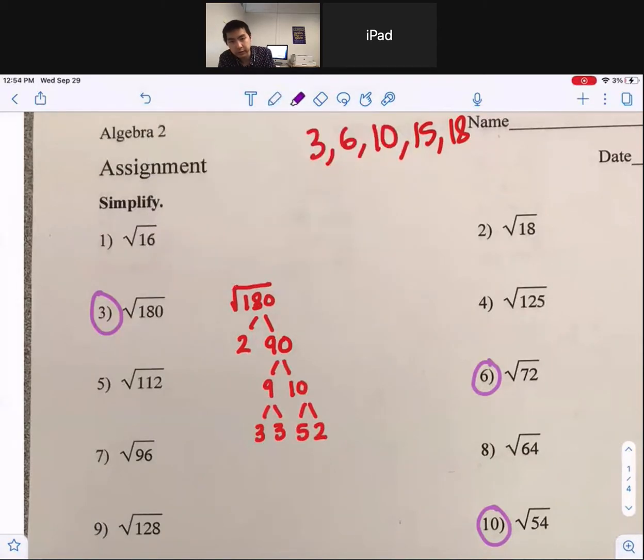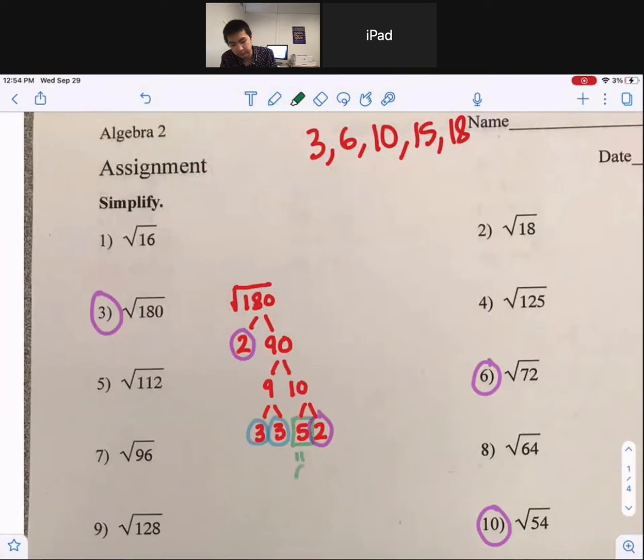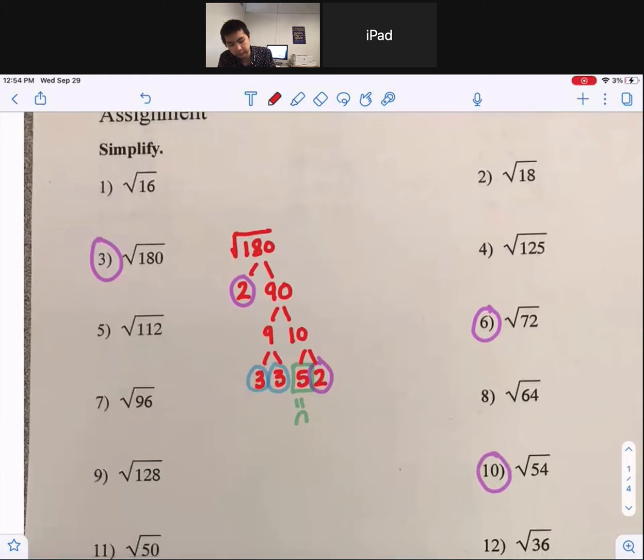So you look for the pairs, right? You look for your pairs and see what leftovers we get. There's a pair of 2s, a pair of 3s, and a leftover. In your notes, it says you put the pairs on the outside, so we have a pair of 2, a pair of 3, and the leftover goes on the inside of the square root. You simplify to 6 square root 5.